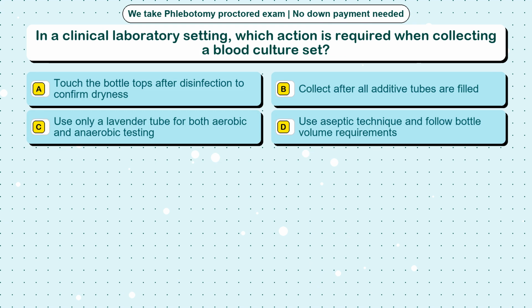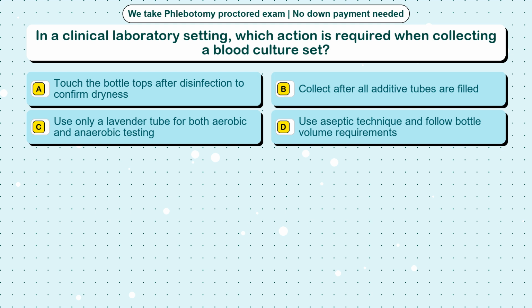Question 64. In a clinical laboratory setting, which action is required when collecting a blood culture set? Option A, touch the bottle tops after disinfection to confirm dryness. Option B, collect after all additive tubes are filled. Option C, use only a lavender tube for both aerobic and anaerobic testing.